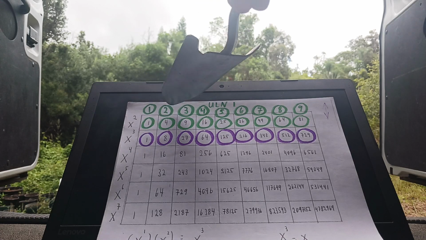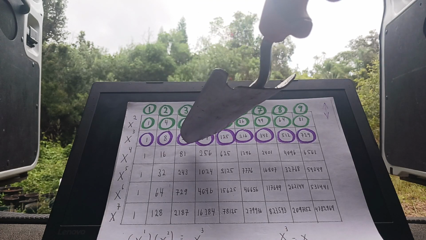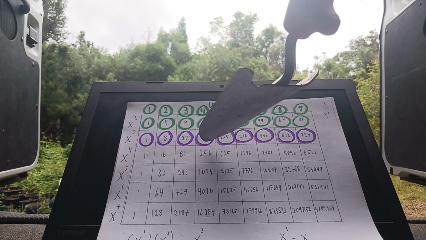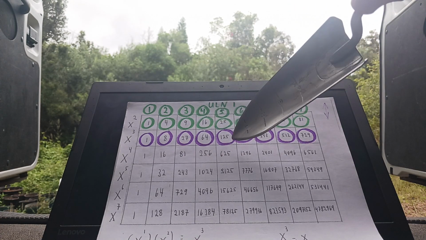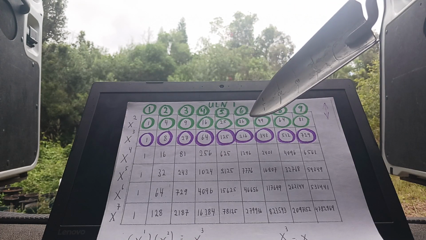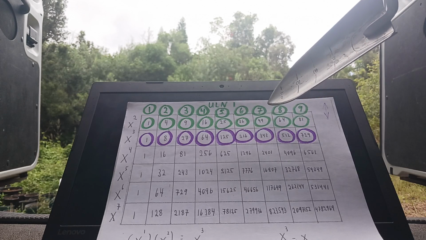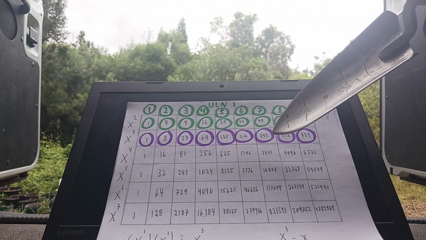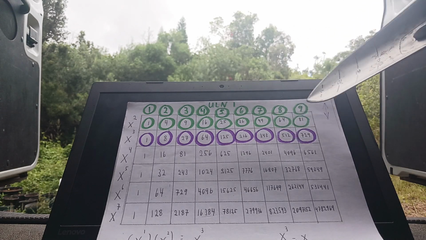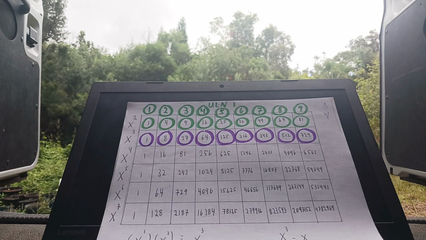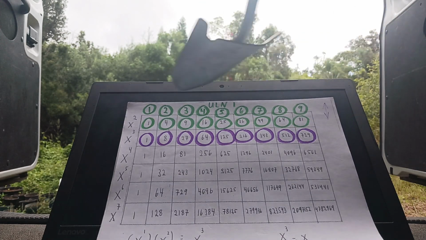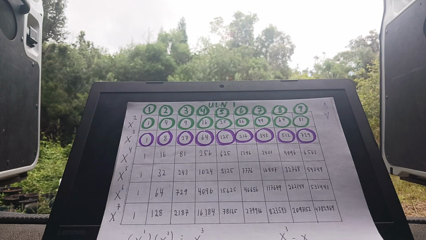1 times 1 is 1, 2 times 4 is 8, 3 times 9 is 27, 4 times 16 is 64, 5 times 25 is 125, 6 times 36 is 216, 7 times 49 is 343, 8 times 64 is 512, 9 times 81 is 729. x to the 1 times x to the 2 is x to the 3.